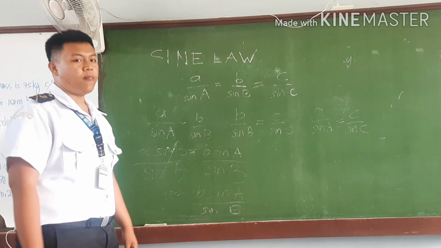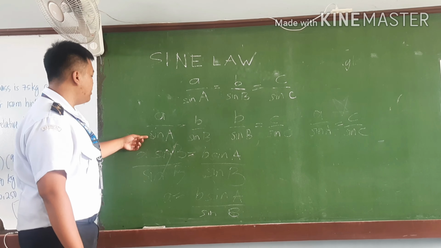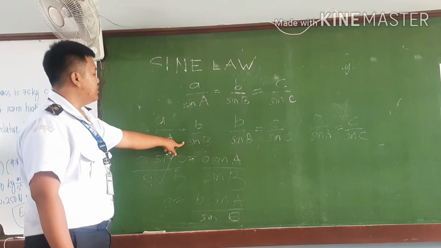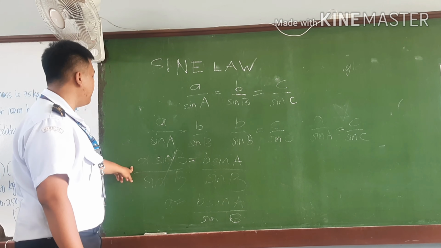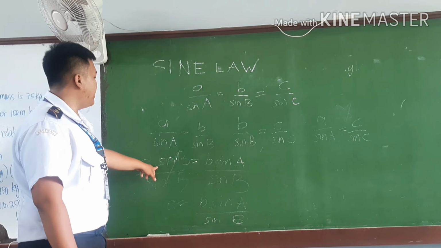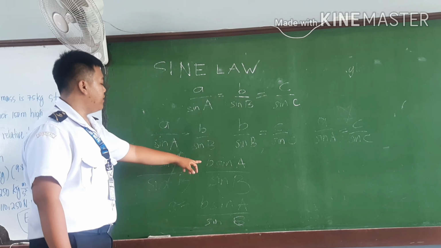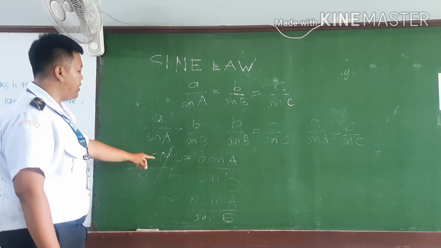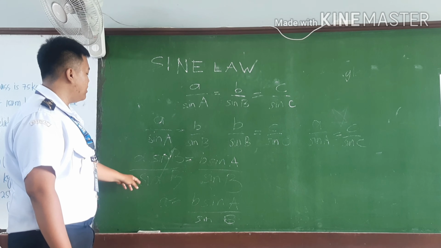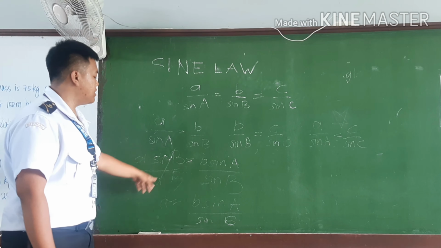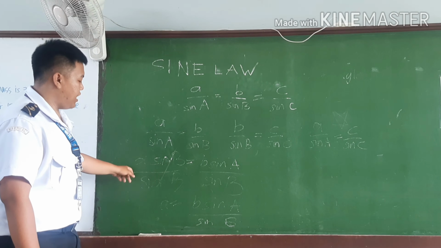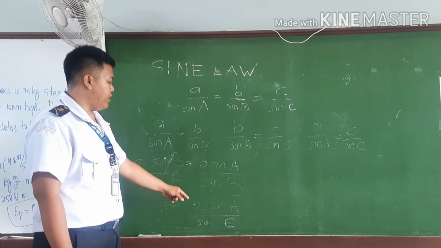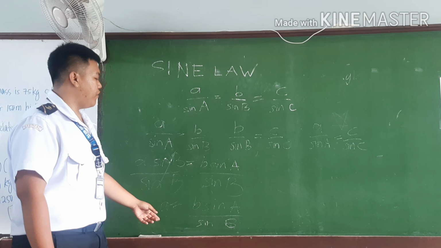So in solving, for example, we have side A over sine A equals side B over sine B. First, we multiply by sine A, then side B. To remove sine B, we divide by sine B on both sides, so it will be cancelled out from here, remaining the side A. Then the next would be side B times sine A over sine B to find the missing side.